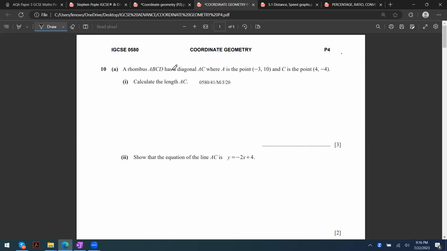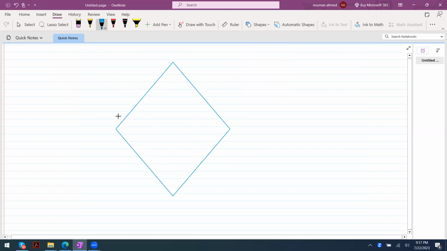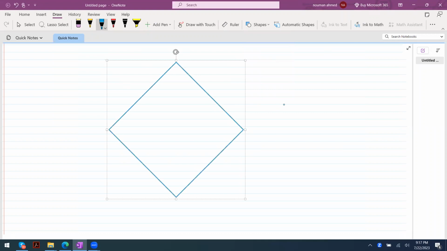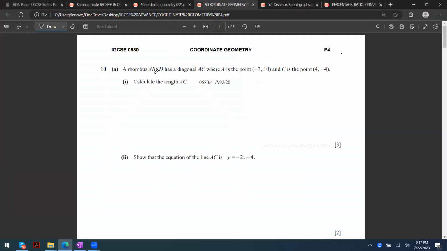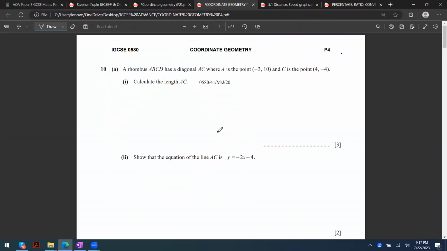A rhombus has a diagonal AC. Let's draw a rhombus. Do we have a shape of rhombus here? Yeah, this is the diamond shape of rhombus. Okay. We have a rhombus A, B, C, D. AC is the diagonal. A is the point (-3, 10).